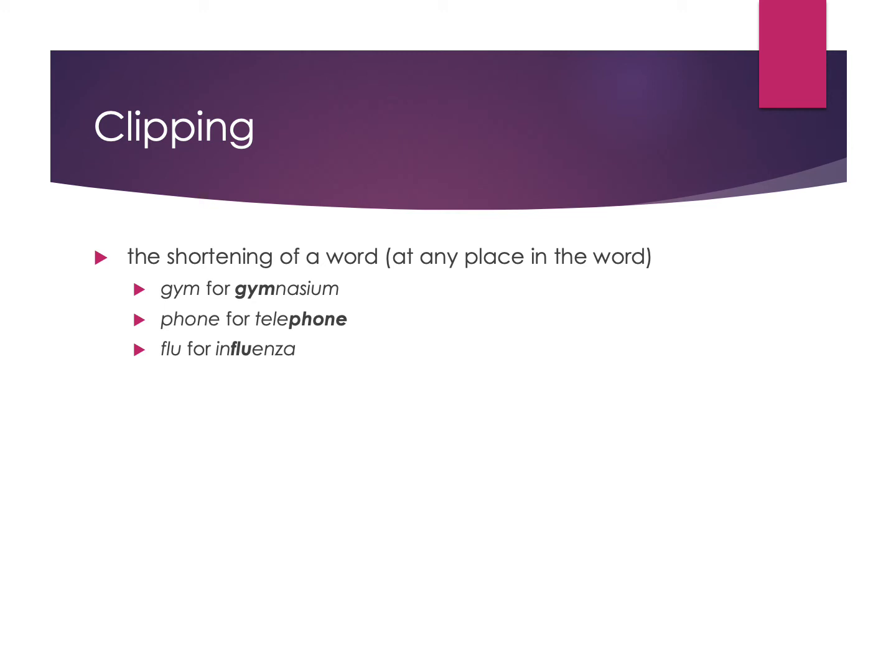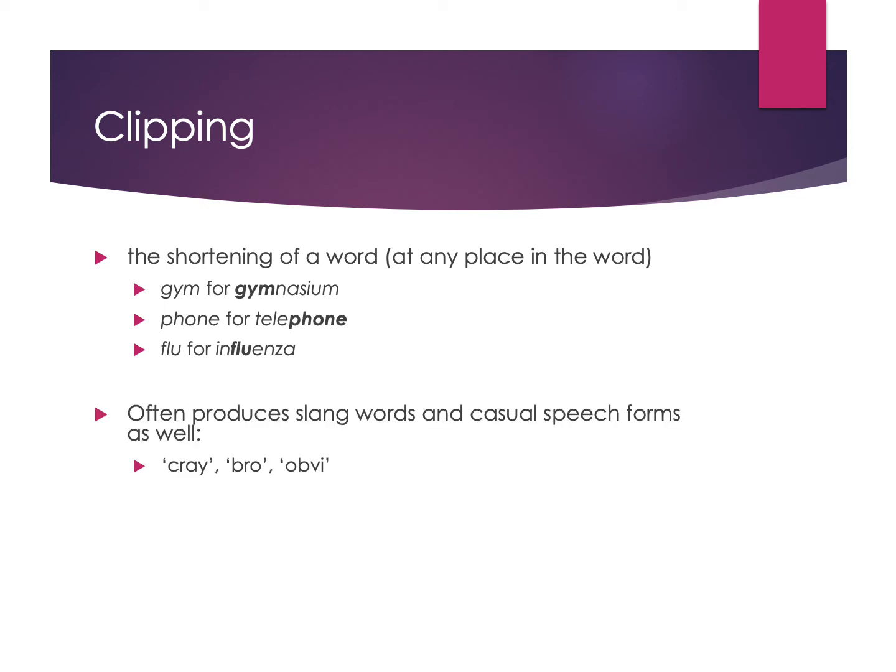And sometimes these clips become so much more common that you don't really hear the full form of the word as often anymore. It'd be really weird to tell your friend that you're going to the gymnasium after school to work out. You're just going to the gym, but that's where that word is coming from. And this also creates a lot of different kinds of slang words, casual forms, things like cray for crazy, bro for brother, obvi for obvious.